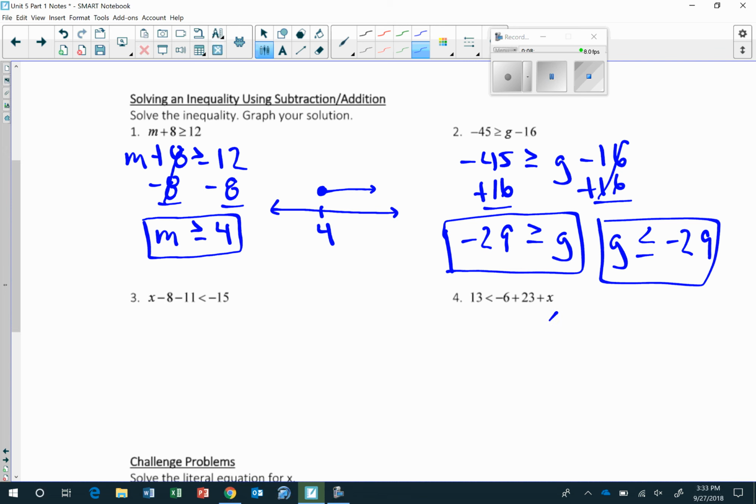So now when I go to graph my solution, I put negative 29 on the number line. I know that g is less than or equal to negative 29. So the equal to part tells me to fill in the circle. The less than part tells me to go to the left.